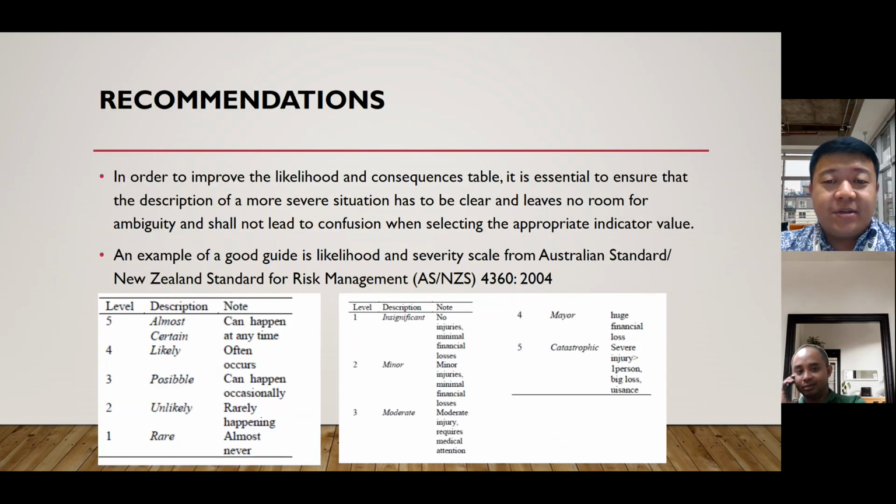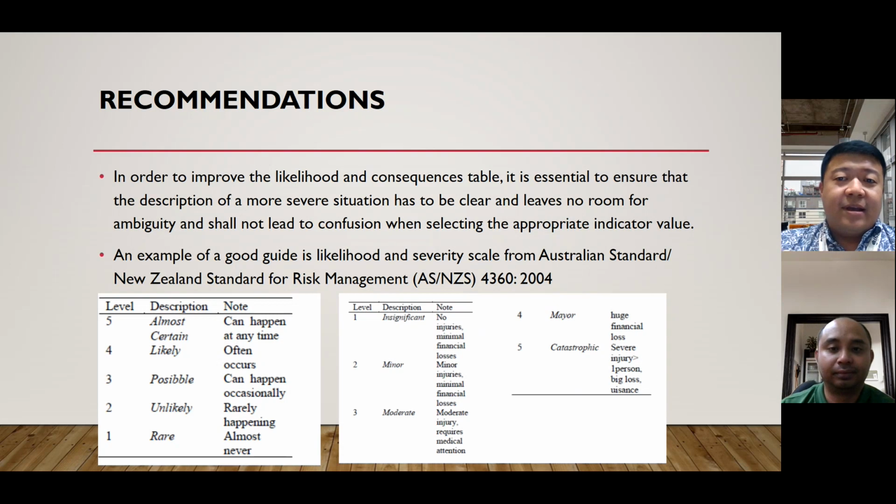So the recommendation to solve this issue of description from these two tables is very simple. Based on the New Zealand standard for risk management, we can ensure that the description of a more severe situation needs to be clear and should not leave any room for ambiguity or confusion when selecting the appropriate indicator value. For example, you can see here for the level of likelihood, number 1 is rare, almost never, and then 2 is unlikely, rarely happening. So it's very easy to distinguish.